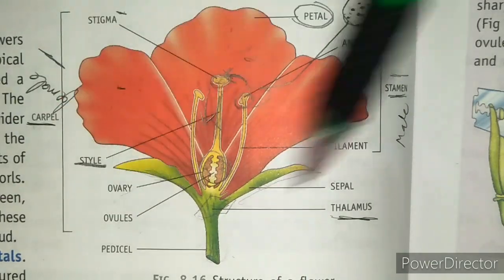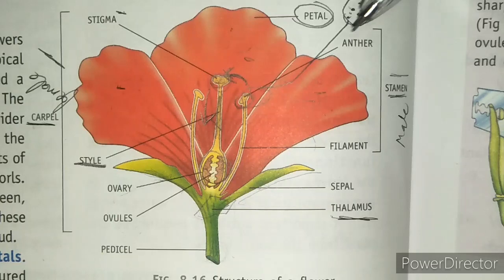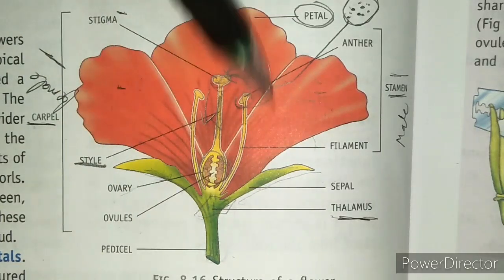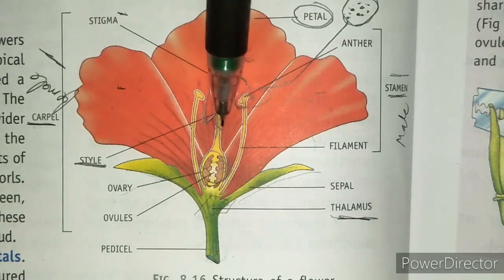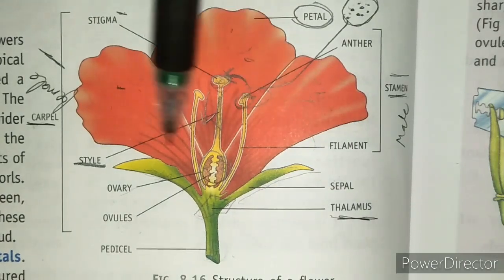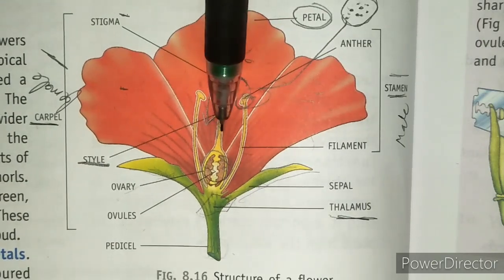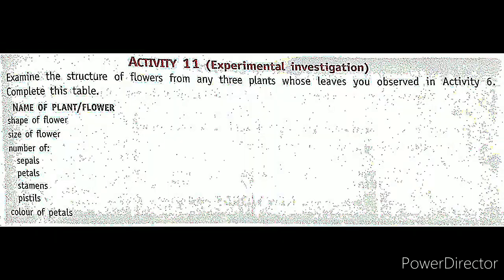Clear? So this is the parts of a flower: pedicel, then sepals, then petals. This is stamen. Okay, filament, anther, carpel, ovary, ovules, style, and stigma. Clear? So students, next an activity is there.